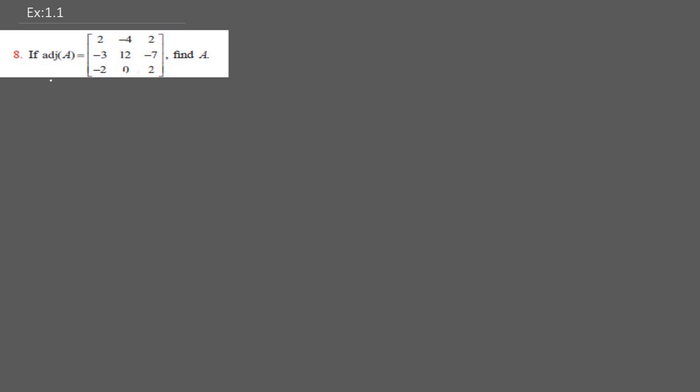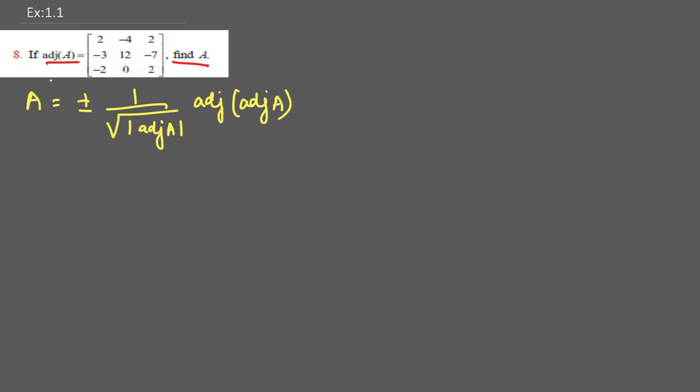Exercise 1.1, question number 8. Adj A is given. Find A. To find A, we are going to use A is equal to plus or minus 1 by root of determinant of adj A into adjoint of our given adjoint of A.